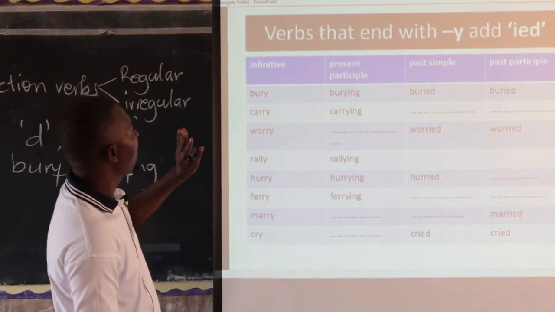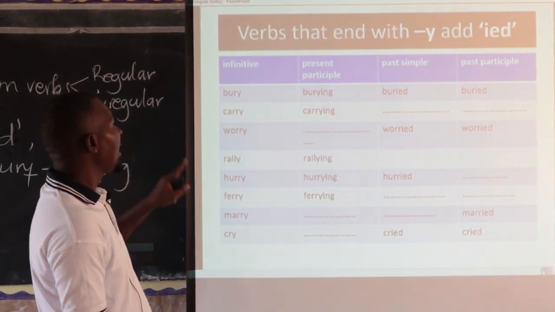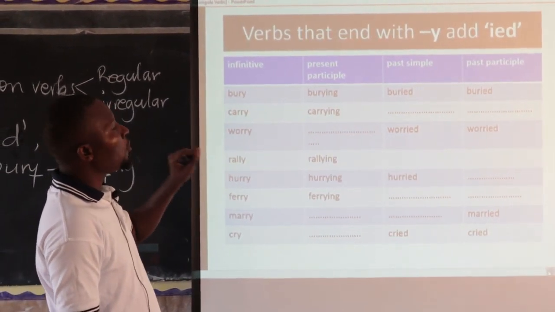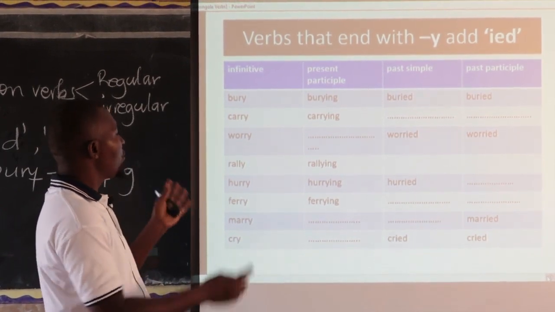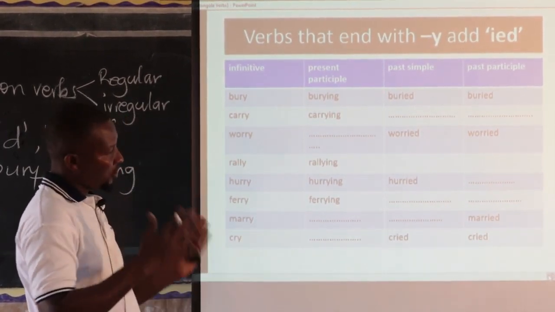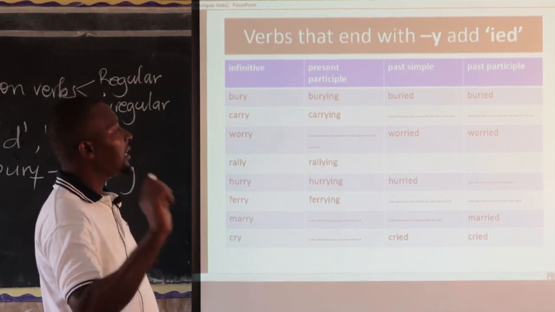Look at the word bury. Burying, it has the Y. Carry. Carrying, the Y remains there. In other words, you write the word as it is, then you add ing.